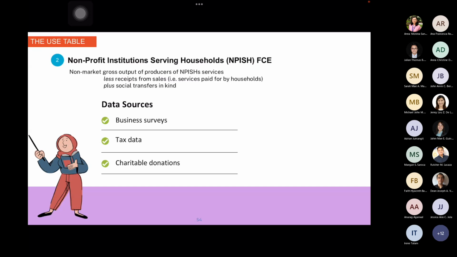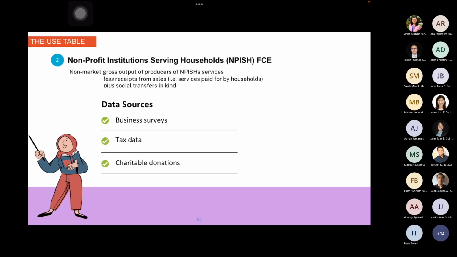But a challenge here would be that since the NPISH institutions are small, it's possible that they are exempt from reporting. So that's a tricky part.